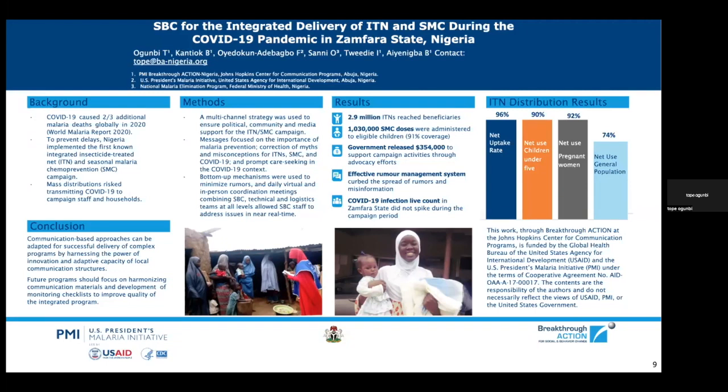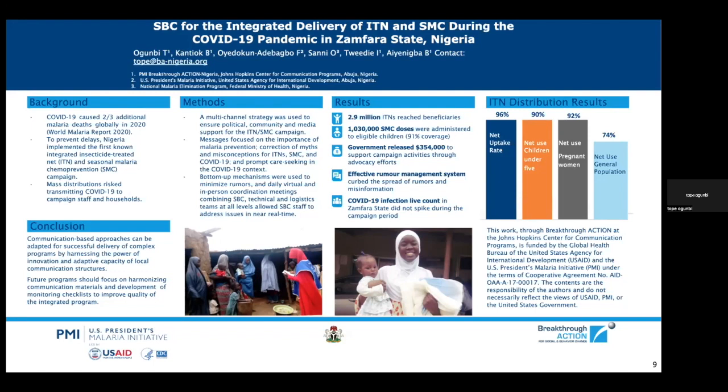Then, of course, radio and TV was also a medium that was used to pass on messages. Messages developed, of course, emphasized the importance of malaria prevention, and were also used to correct myths and misconceptions that came up during the campaign. Prompt care seeking for COVID, of course, was promoted, and most importantly, a rumor management process was also in place for the campaign. So from the community level to the ward level and to the state level, this mechanism was put in place to ensure that rumors were promptly tackled and feedback was given where they occurred.